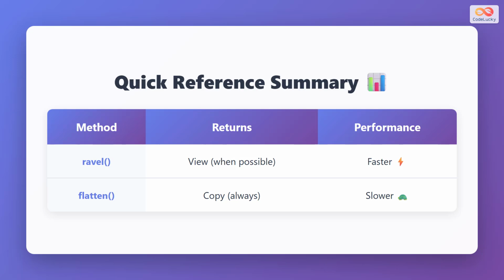To summarize, ravel returns a view when possible, making it faster and more memory efficient. Flatten always returns a copy, making it slower but safer when you need data independence. Choose ravel for performance, choose flatten for safety. Understanding this distinction will help you write more efficient NumPy code.